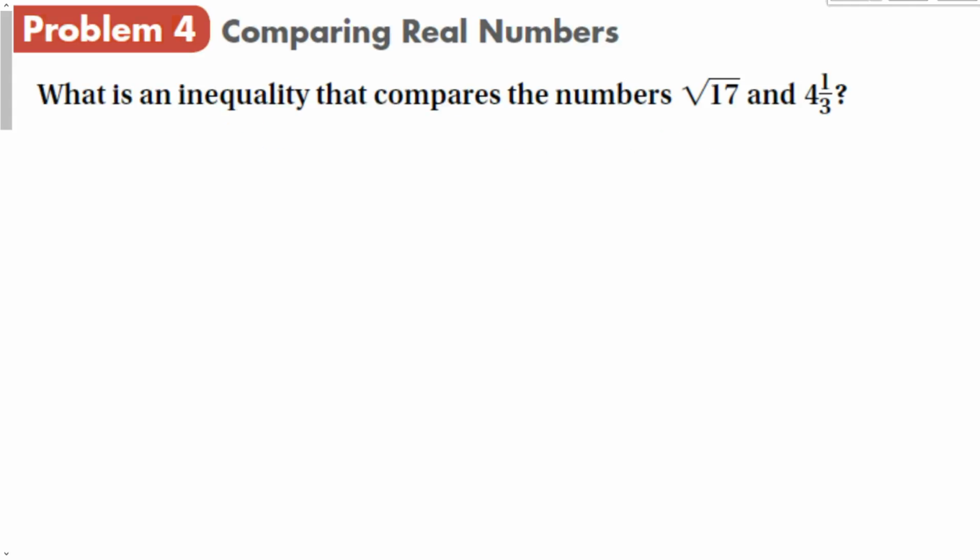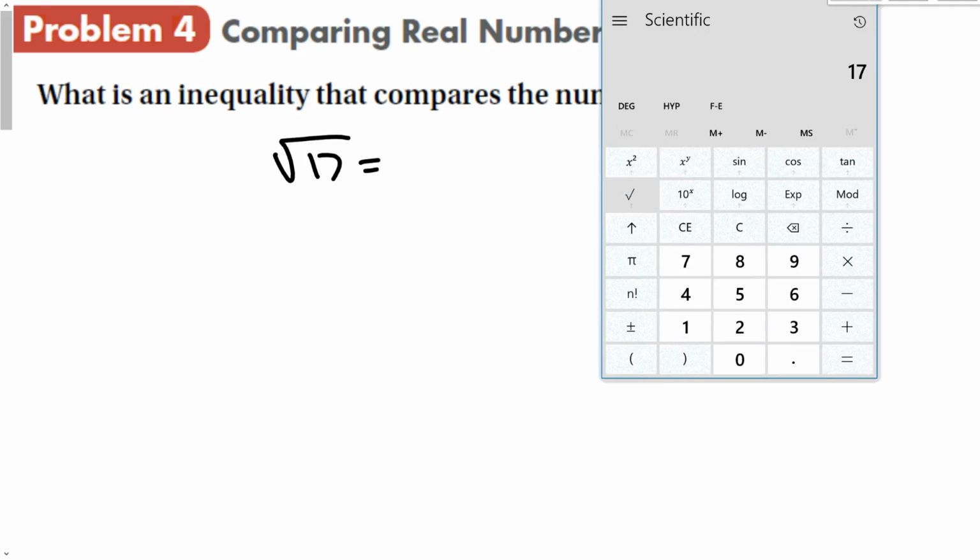So, what's an inequality that compares two things? Radical 17 and 4 1/3. When we're trying to compare numbers like this, it's probably best to put them in the same terms, and usually the most convenient way to do this is to change them both to a decimal. So we can calculate radical 17, which I should already kind of know is going to be a little bit bigger than 4, since the square root of 16 is 4, and it's going to be 4.123.